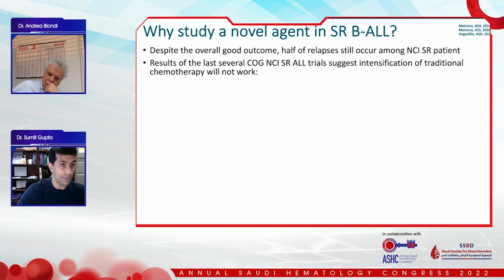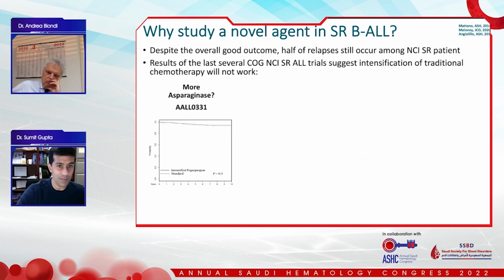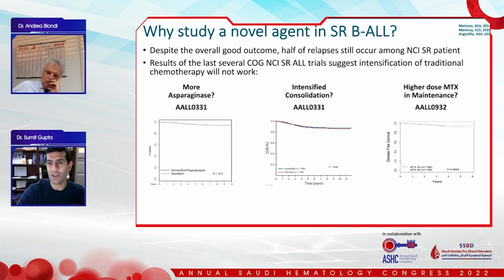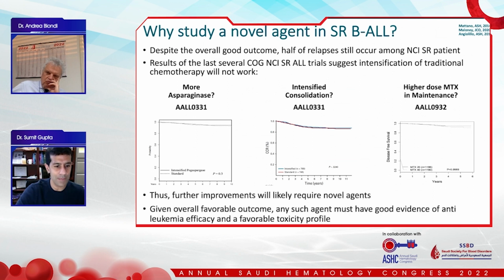And as I alluded to before, intensifying traditional chemotherapy doesn't seem like it's going to work for this population. We tried more asparaginase, we tried to intensify consolidation, we tried a higher dose of methotrexate in maintenance, and none of these things resulted in a substantial improvement in outcome for NCI standard risk patients. So therefore, further improvements are probably going to require novel agents.